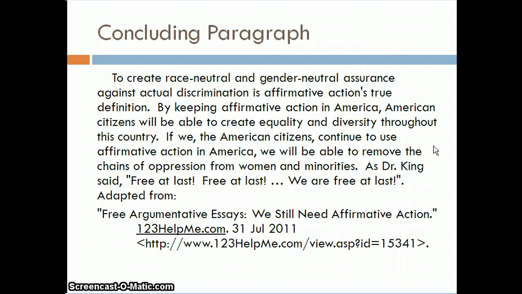So again, this is an example of a very brief argument essay that only contained a total of 4 paragraphs. Generally, we would have at least 5 paragraphs with 3 body paragraphs. So here's our concluding paragraph.